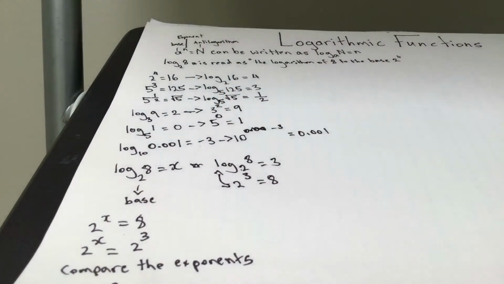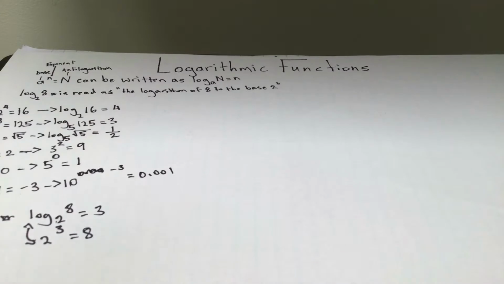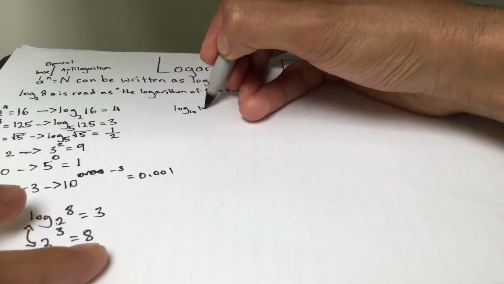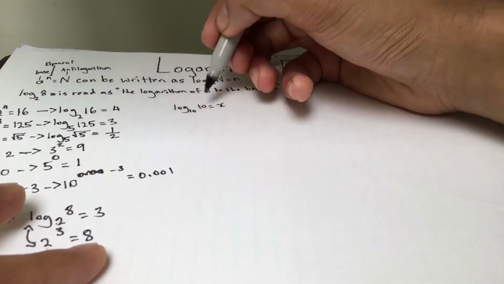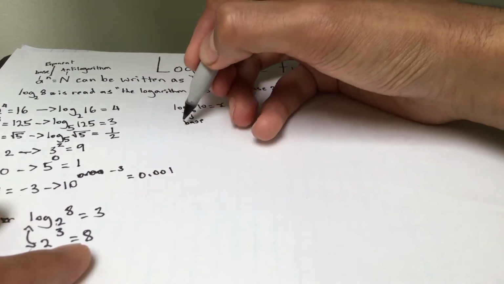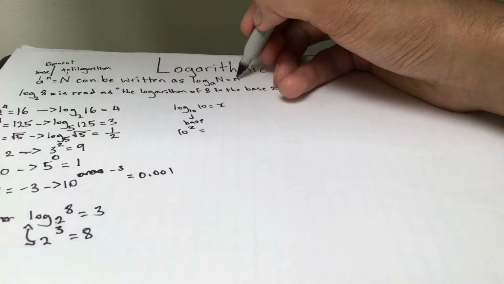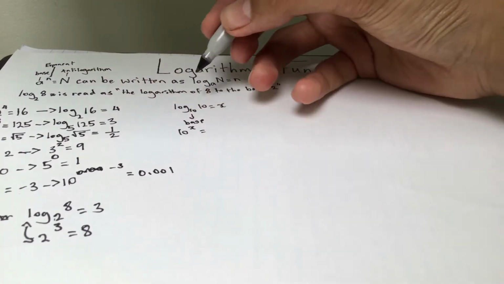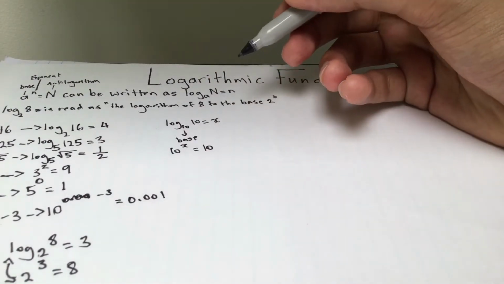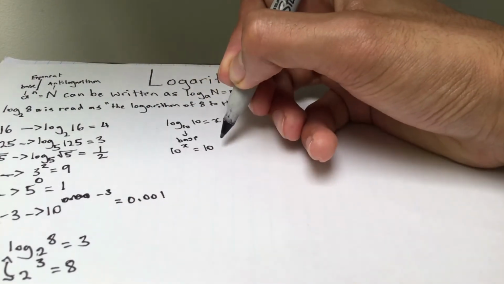Now let's move on to some more challenging questions. Let's do log 10 is equal to x. Our first step tells us to take out our base. In this case, our base is 10, and then we put x, which is our lowercase n, our exponent. So 10 to the power of x is equal to 10, which is our anti-logarithm, the capital N.